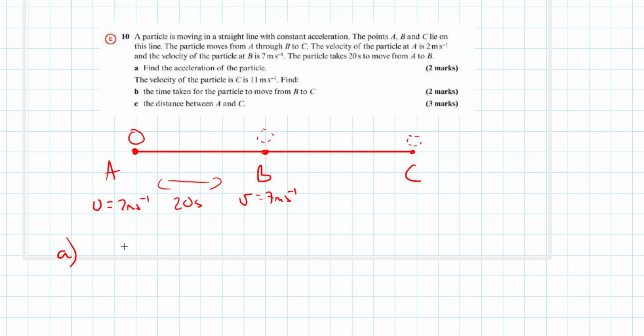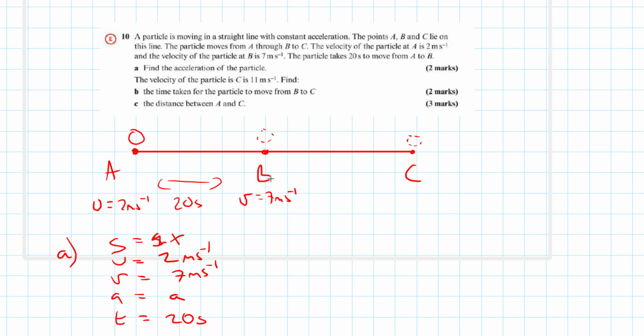So for part A, we know S, U, V, A, T. We want to find the acceleration of the particle, so we don't need S. Our initial velocity is 2 meters per second. Our final velocity is 7 meters per second. Our acceleration is a, because that's what we want to find, and our t is 20 seconds.